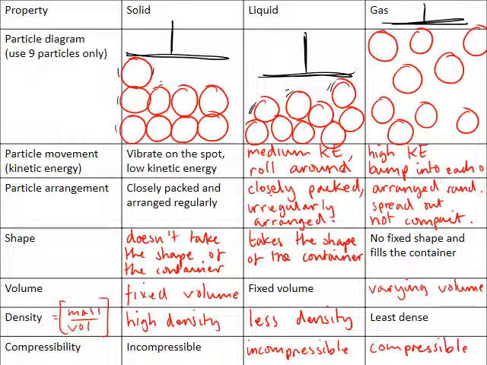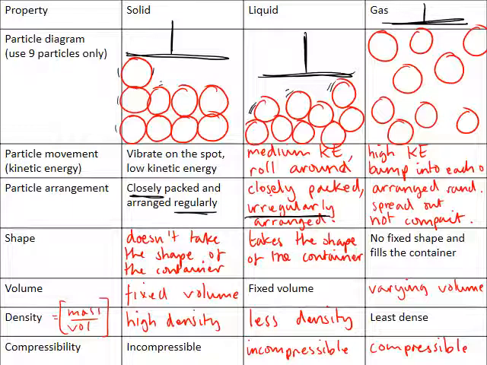Your particle arrangement: your solids are closely packed together. There's no space in between them. They're arranged regularly, whilst liquids and gases are arranged irregularly. Liquids are closely packed too, like solids. They can't be compressed, as I said before, whilst gases are spread out. There's a lot of space in between them. They can move into that space. The amount of space in between the particles also changes depending on temperature, depending on pressure, and things like that.